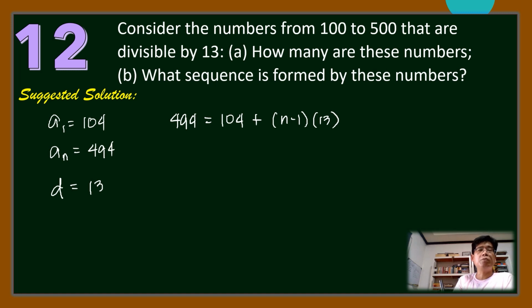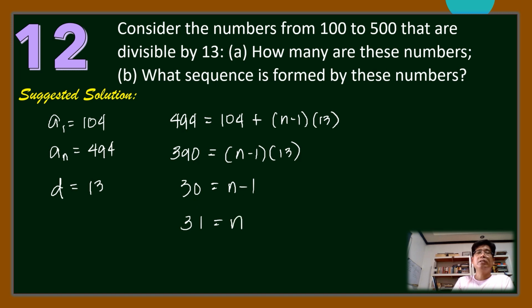494 minus 104, that is subtracting 104 from both sides of the equation, we have 390 equals n minus 1 times 13. Dividing both sides of this equation by 13, we have 30 is equal to n minus 1. Then add 1 to both sides, we'll get 31 is equal to n. Or n is equal to 31. Hence, there are 31 numbers from 100 to 500 that are divisible by 13. And letter B, the sequence formed by these numbers is an arithmetic sequence, and the common difference is 13.